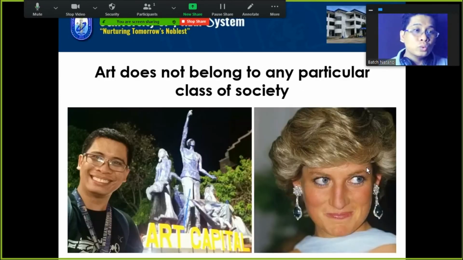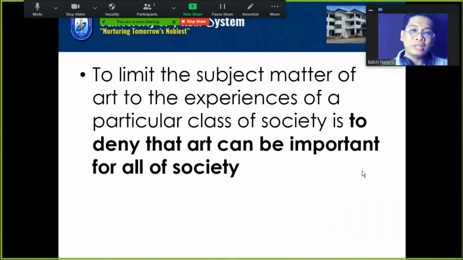And according to Tolstoy, yung pangatlo, art does not belong to any particular class of society. Anyone can experience art. Kaya nga sabi ni Eme, it is an art as long as it encompasses the experience of whether the artist or the other person. So everyone should have the right to experience art.